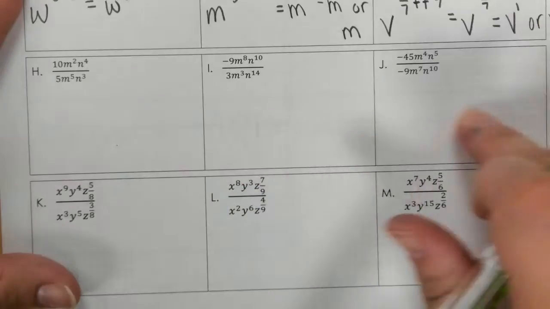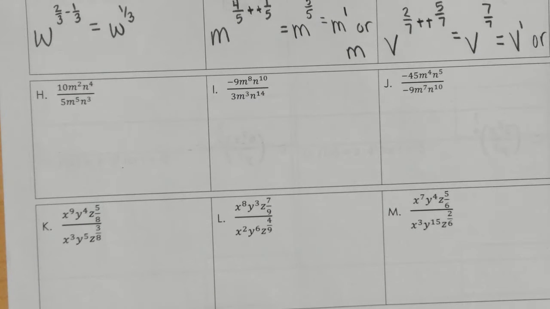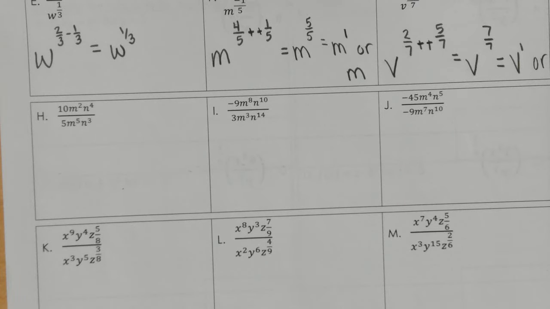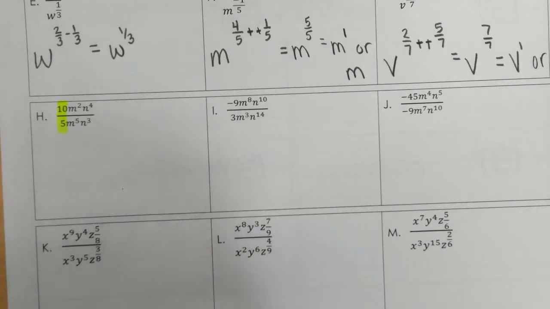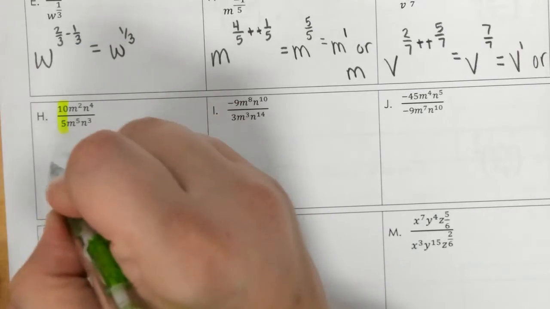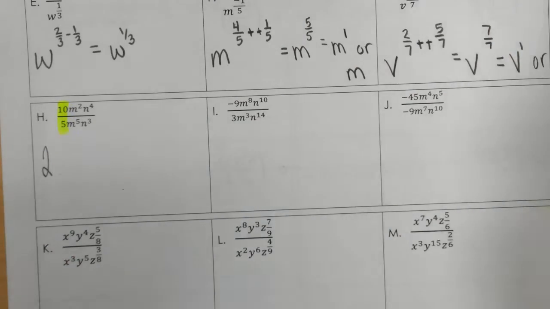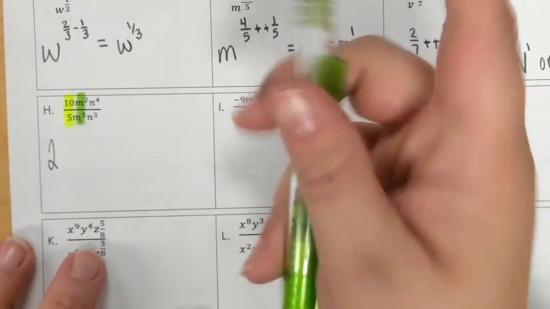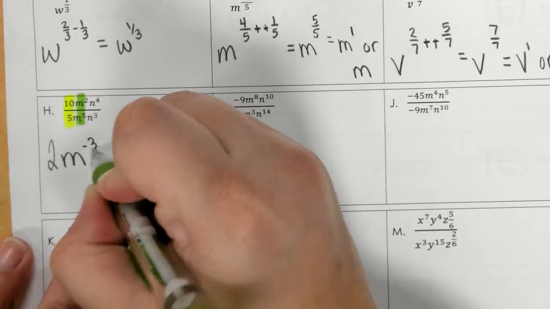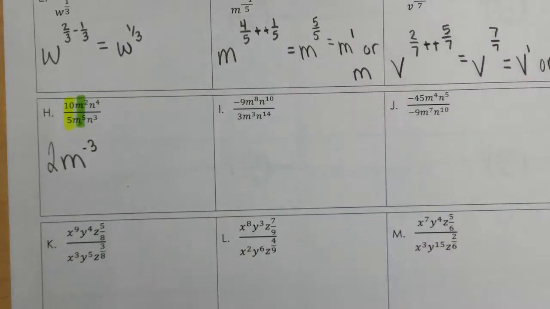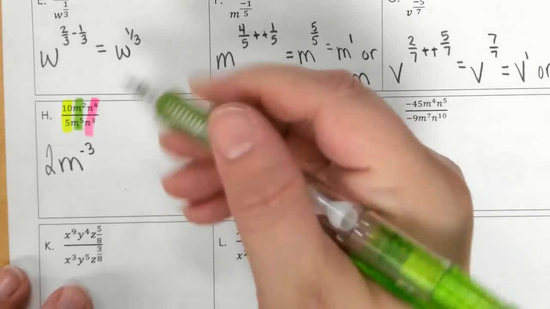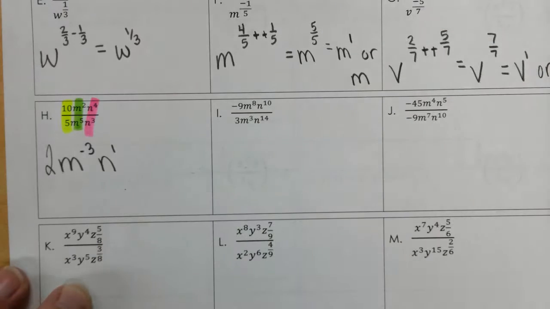All right, now for letters H, I, and J. In all of these, we are going to want to reduce our fraction. So 10/5 is what I want to do first. And so 10 divided by 5 gives me 2. And then I would look at my m's because I want the same base. So I would say 2 minus 5 gives me negative 3. And then lastly, I have the n to the 4th and n to the 3rd. And so I subtract those, and 4 minus 3 is n to the 1st.